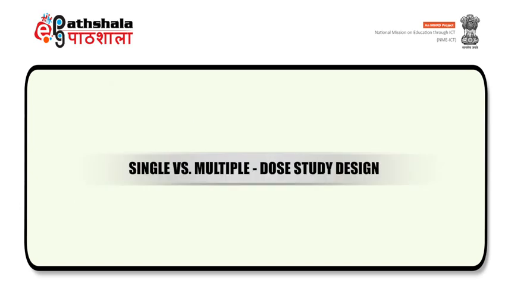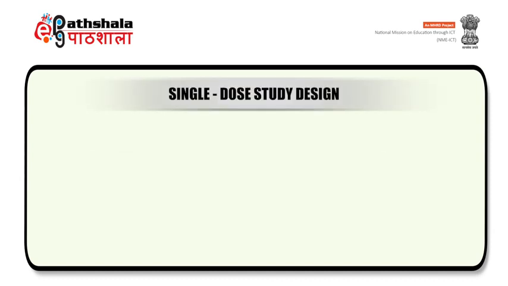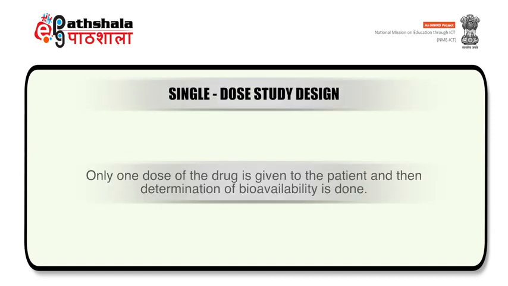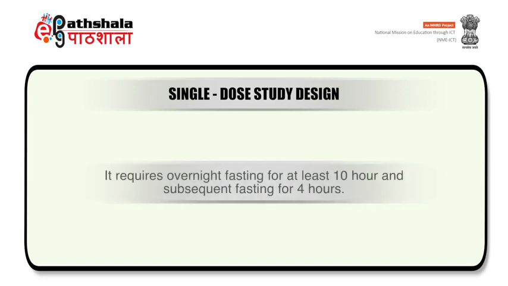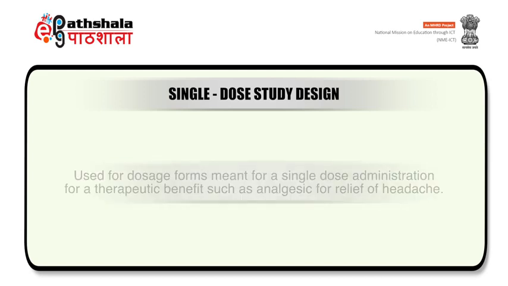Let us understand the single and the multiple dose study design. In a single dose study design, only one dose of the drug is given to the patient, and after that determination of bioavailability is done. This method is used for dosage forms that are to be evaluated only for bioequivalence purposes. It requires overnight fasting for at least 10 hours and subsequent fasting for 4 hours. It is used for dosage forms meant for a single dose administration for a therapeutic benefit, such as an analgesic for relief of headache.